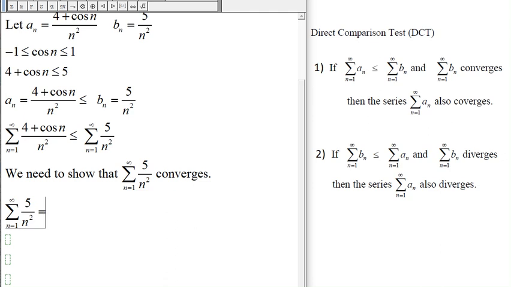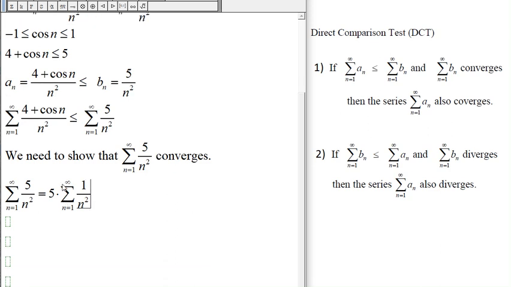But this series is the same as this. This is a 5, which is a multiplication constant, so we can move it and place it in front of the summation notation. And then this series right here is a p-series with p equal to 2.